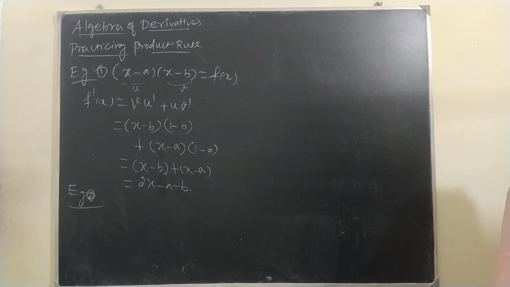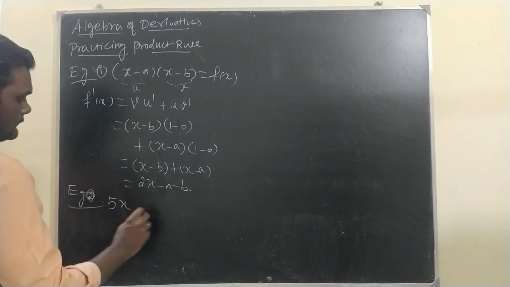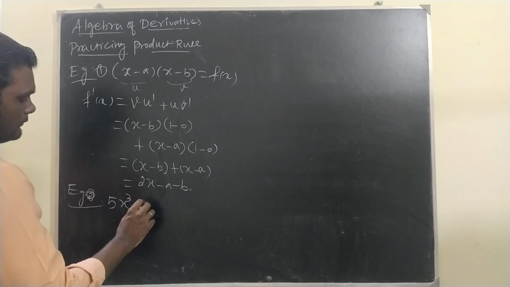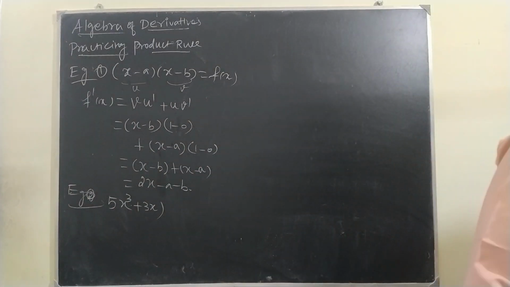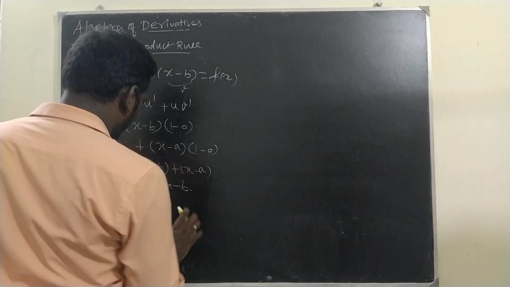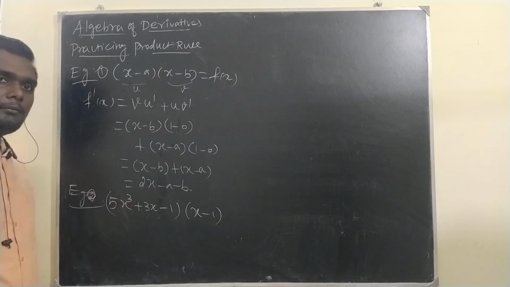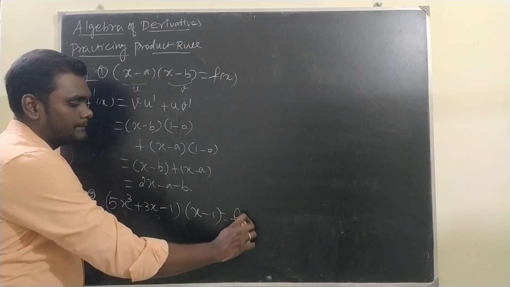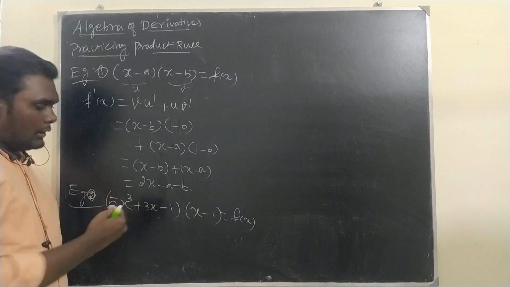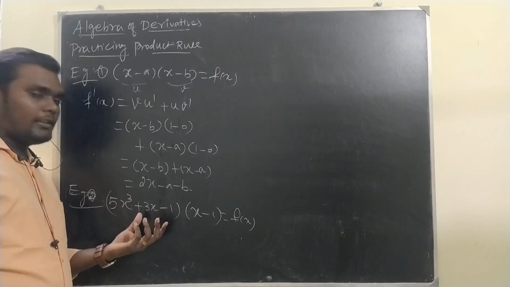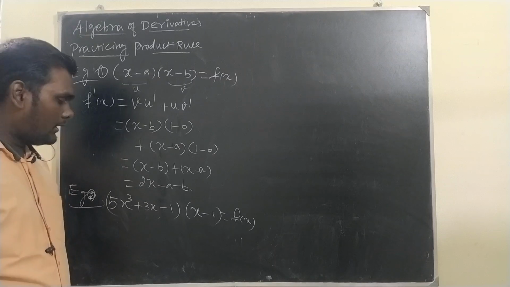The next question. 5x cube plus 3x minus 1, into x minus 1. Okay. See, initially what did you do to derive this? Multiply. Now we learned the product rule. Now how should this be visible to you? It's a product of two functions, which is in terms of x.